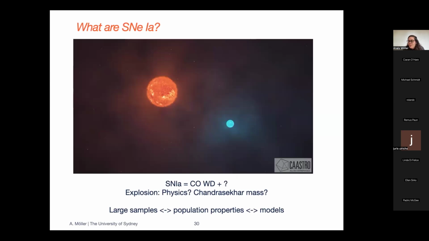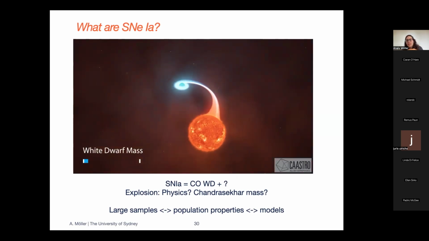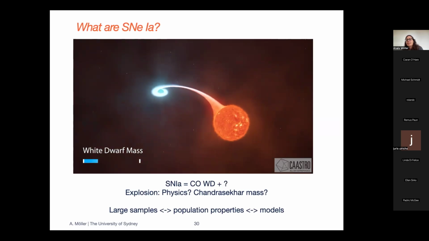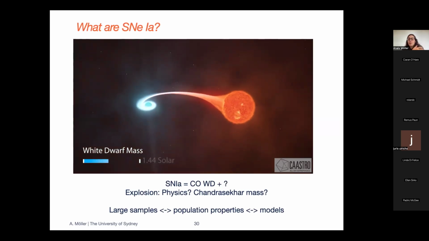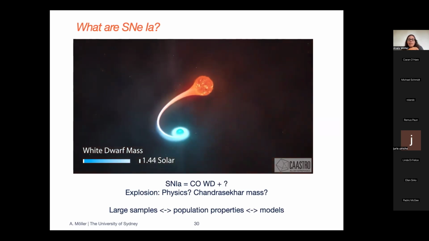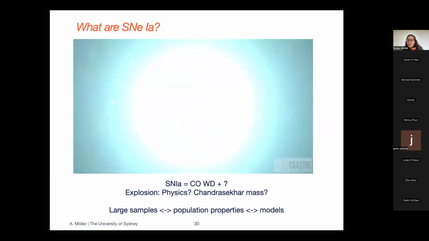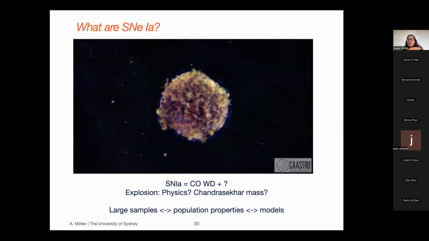When I showed you this video before, I told you we have a white dwarf. This is a carbon oxygen white dwarf, accreting material from a companion star. And I didn't say anything else, except that at one point, it will explode because it reaches a limit. We believed that limit was 1.4 solar masses, which is the Chandrasekhar mass. But we now have evidence that it could be sub-Chandrasekhar or super-Chandrasekhar.